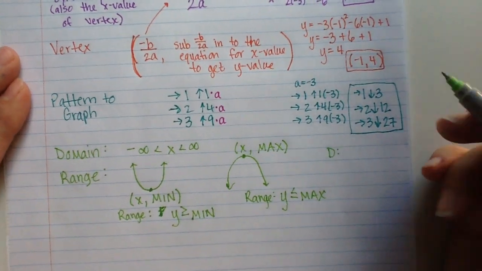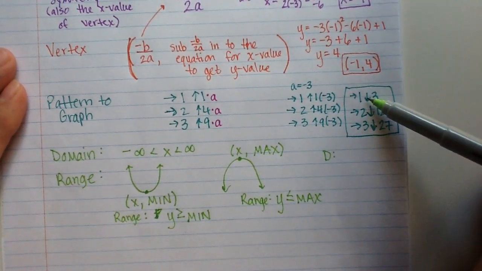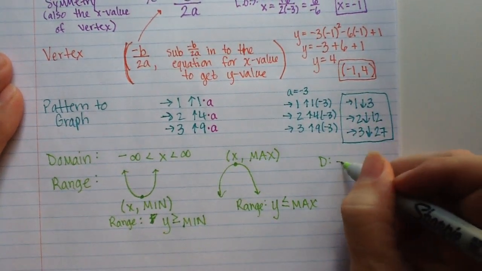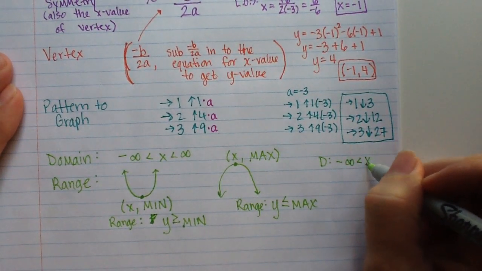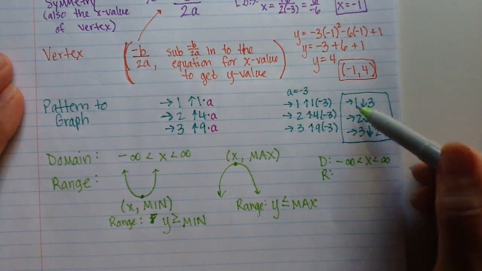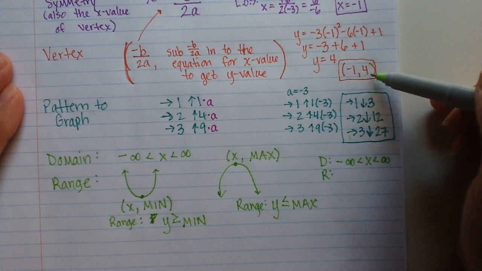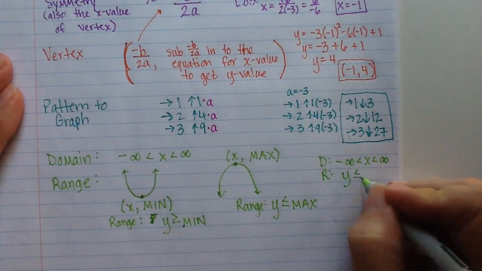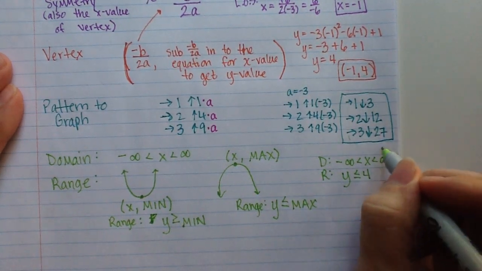For the function that we're working with, remember our function opens down, so the domain will always be negative infinity is less than x is less than infinity. And since our parabola opens down, this number 4 here is our maximum value. So it will be y is less than or equal to 4.